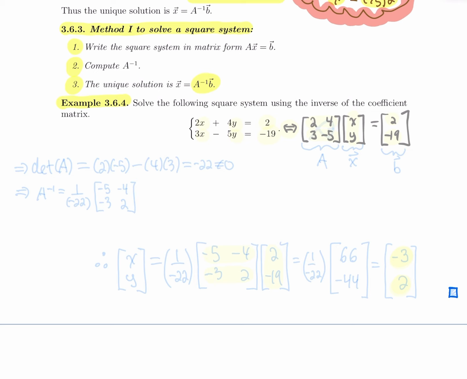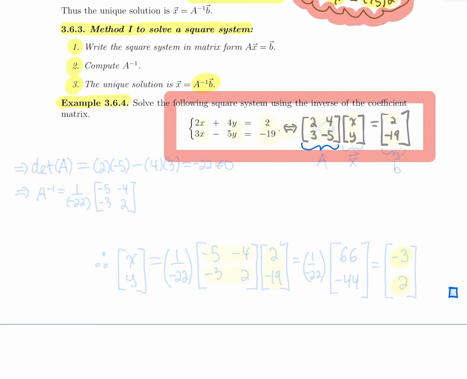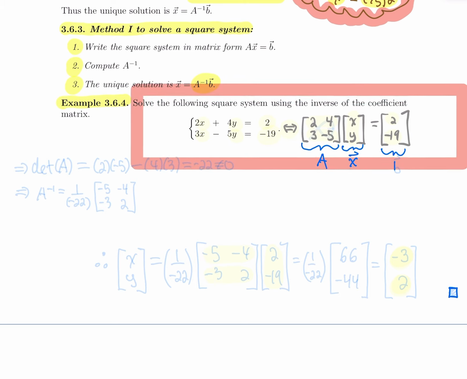So first and foremost, I write my system in matrix form so I can really see the coefficient matrix of that question is 2, 4, 3, minus 5. The x vector, the vector of variables. So here, this is A. This is my vector of variables, and the augmented part is B.